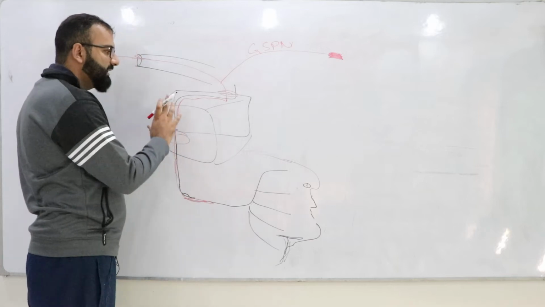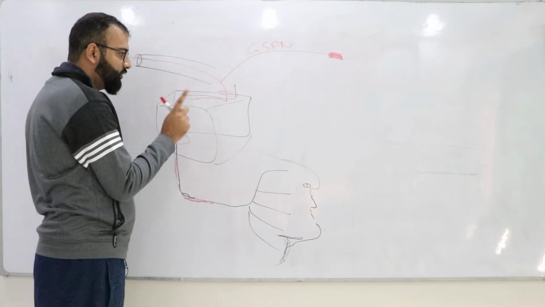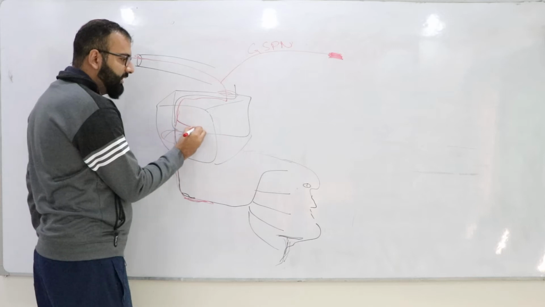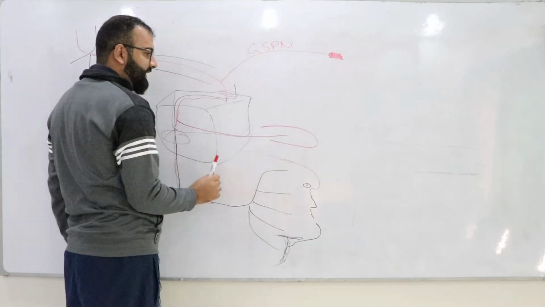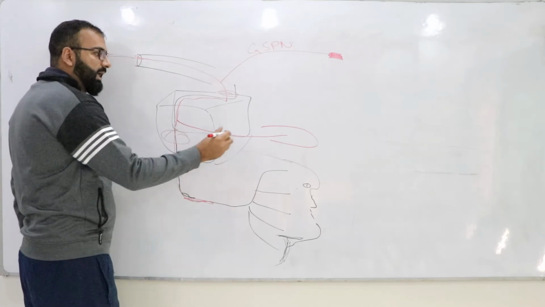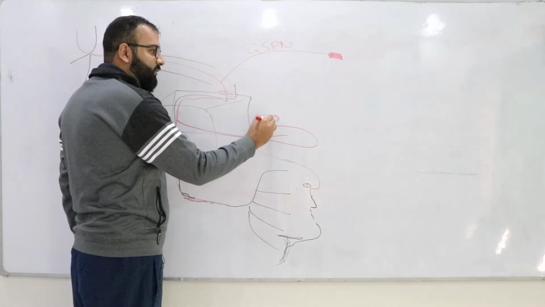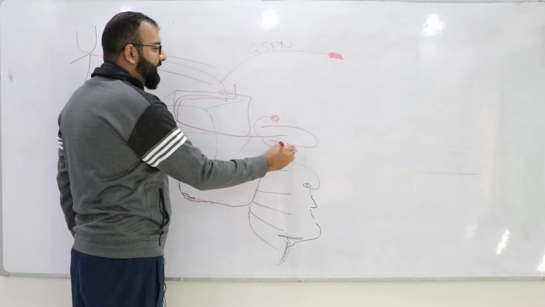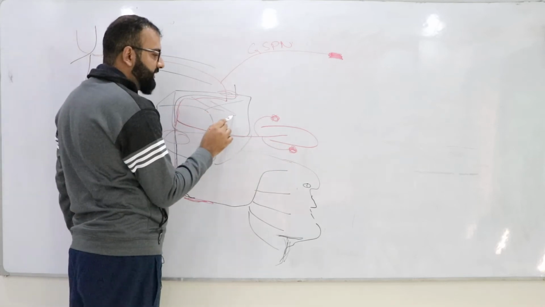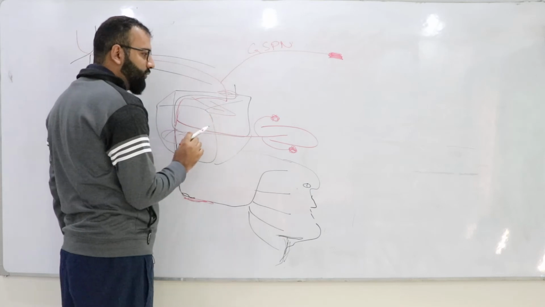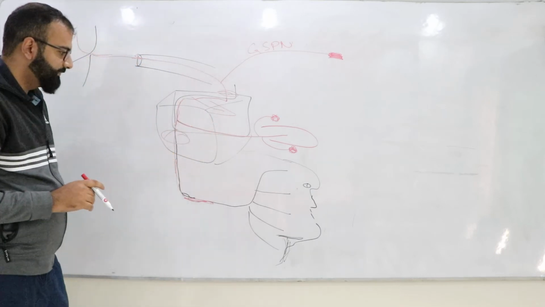But before exiting the middle ear, it gives off two branches. One branch is the chorda tympani, which supplies the anterior two-thirds of the tongue, as well as the sublingual and the submandibular glands. Another branch goes to the stapedius muscle, which is known as the nerve to the stapedius.